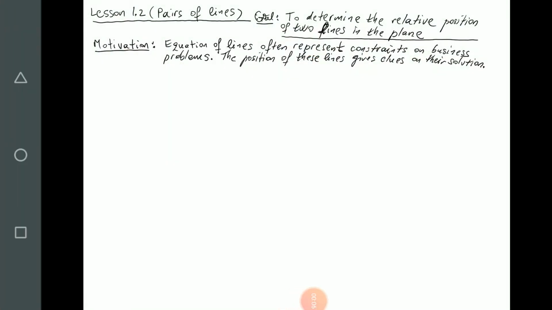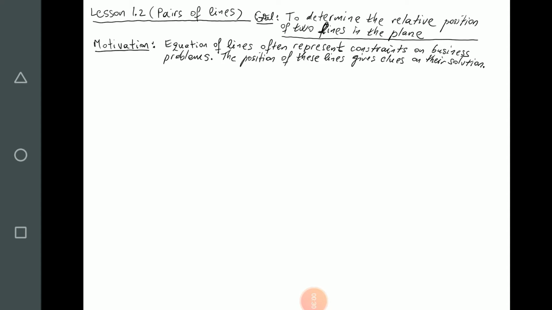Hello. So for today's lesson, let's take a moment, pause the video and write down what I wrote already here on the board to save some time. So we're going to talk about pairs of lines, or in particular, how to determine the relative position of two lines in the plane when you sketch the two lines.